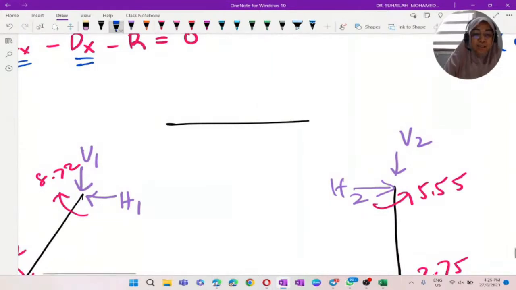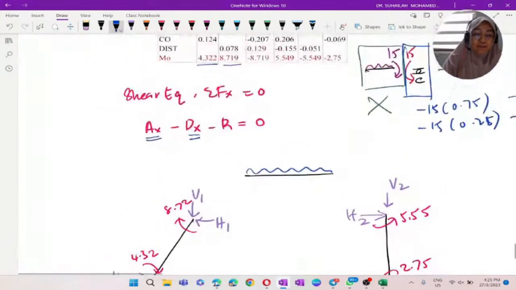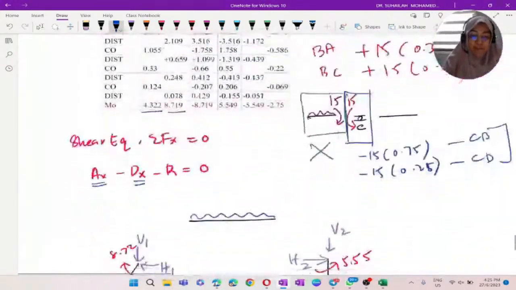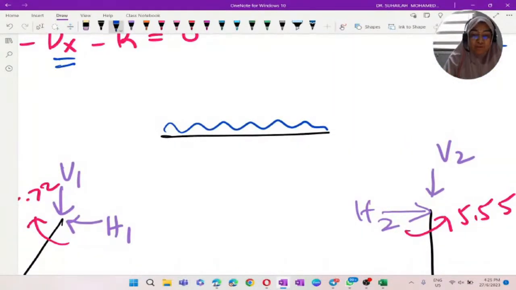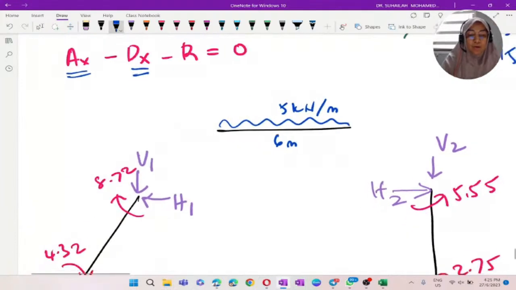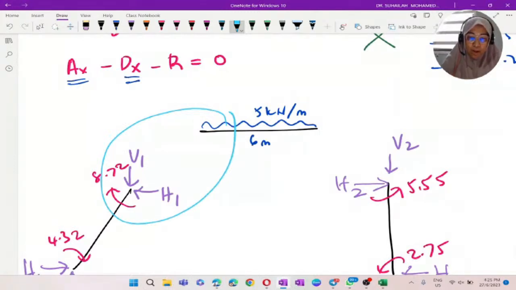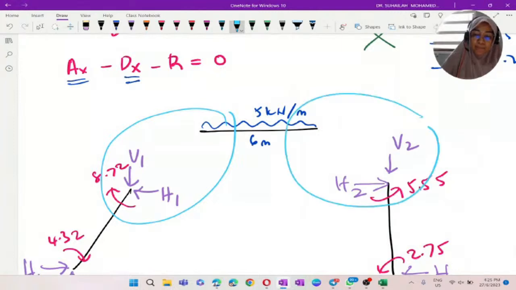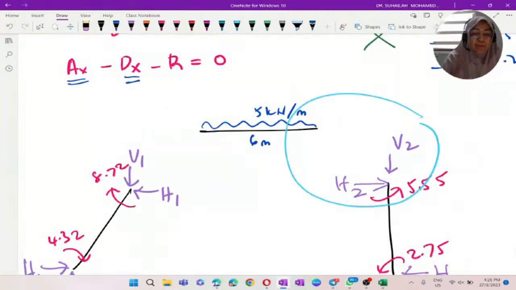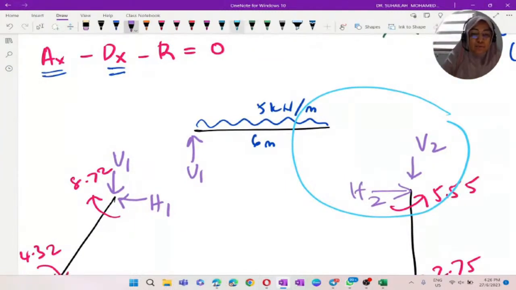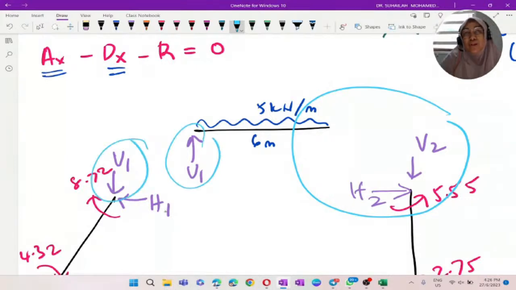Member BC has UDL. The value is 5 kilonewton per meter along 6 meter length. Okay, so beside the member, we have to balance this as well, and also this one. V1 must be balanced by this. Means that these two values will produce the joint.